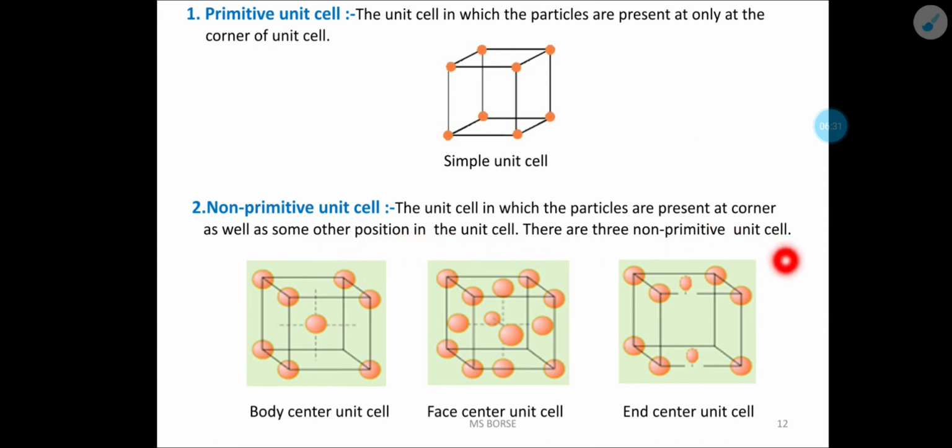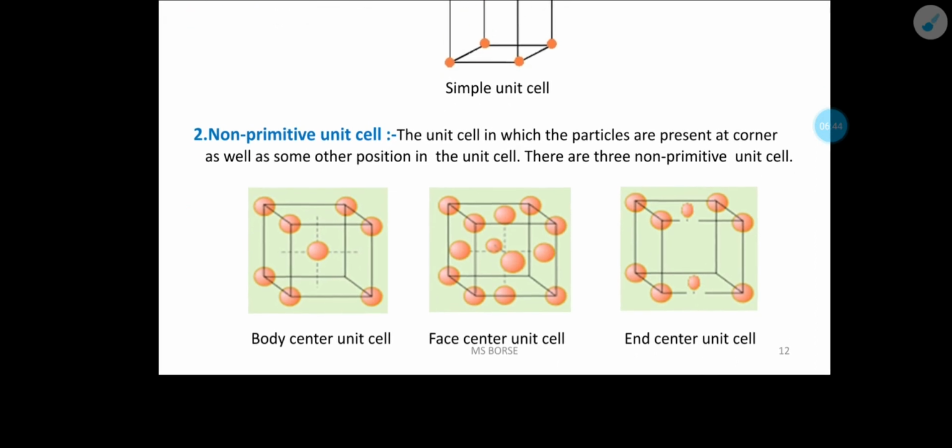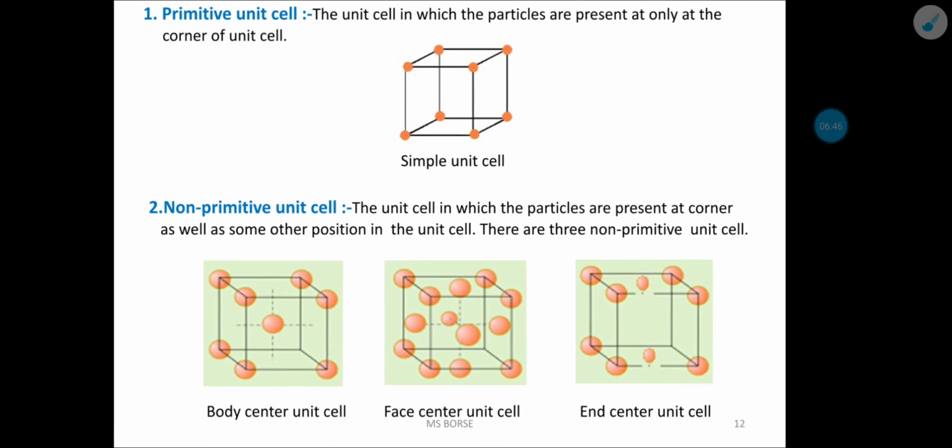There are three types of non-primitive unit cell. That means a non-primitive unit cell has atoms present at the corners, but some additional atom present other than the corner. This is called a non-primitive unit cell. And these non-primitive unit cells are of three types.